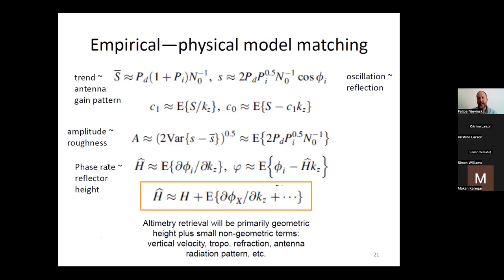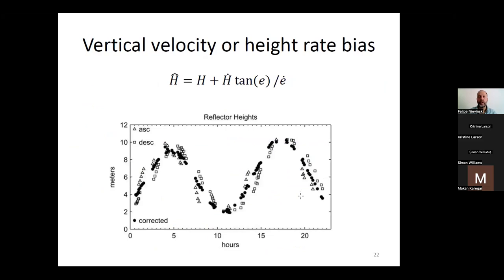Now, keep in mind, you have what we estimate is an apparent height. It is 99% the geometric height, but it has 1% of other stuff. And other stuff is atmospheric refraction, the antenna phase pattern, the antenna gain pattern. And the main other effect that you have to consider is the vertical velocity or the height rate. It will bias your results if your tides are large enough.